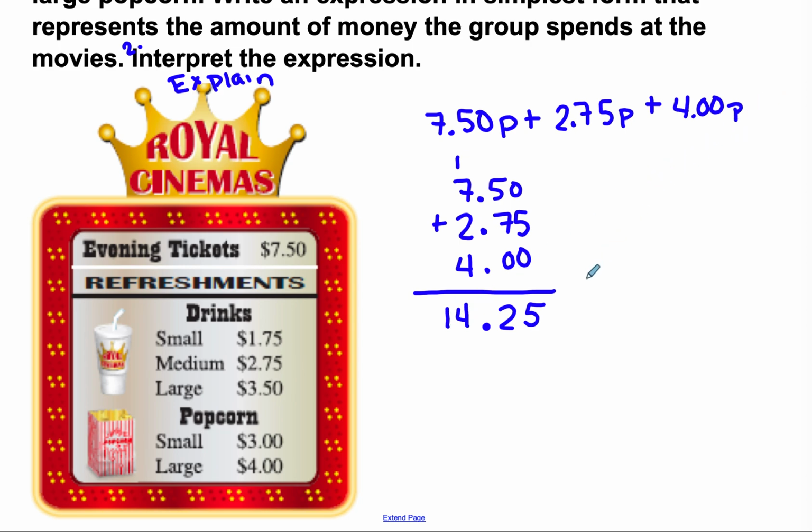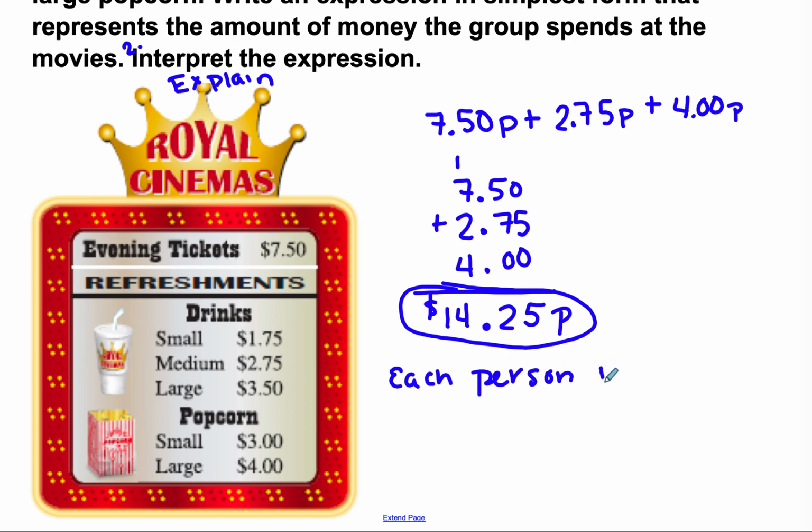Now I'm going to put that expression, that label there, P. Okay, now I need to label it as a story problem, so I'm going to put in dollars. Okay, so I did number 1. There's my expression. I've got a label on it, $14.25 P. Okay, so what does that mean for this story? That means each person will spend $14.25.